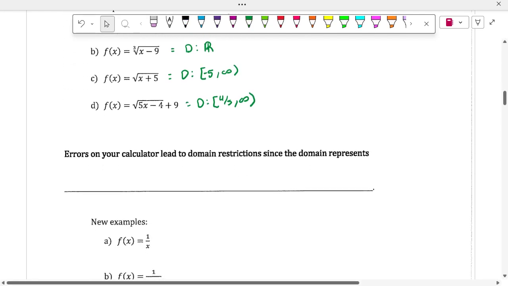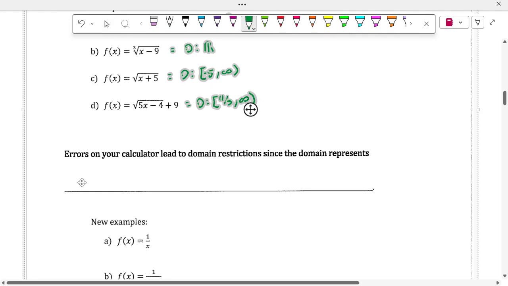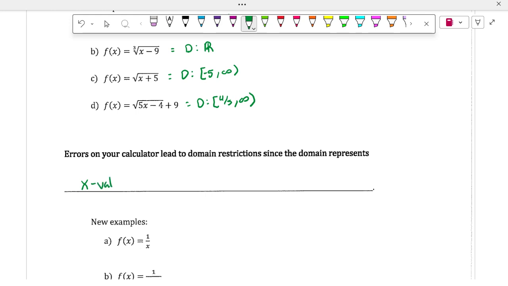Now, errors on your calculator lead to domain restrictions, since the domain represents the x values that are defined.